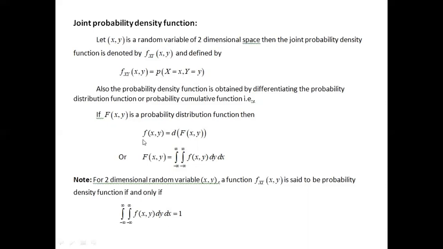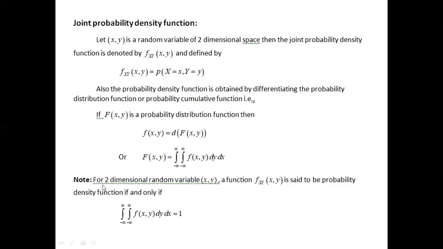Also, the probability density function is obtained by differentiating the probability distribution function, or cumulative probability distribution. The probability distribution function we denote with capital F of x comma y. If you differentiate that function, then we get the probability density function. So the derivative of capital F of x comma y is equal to small f of x comma y, where small f of x comma y is the joint probability density function.